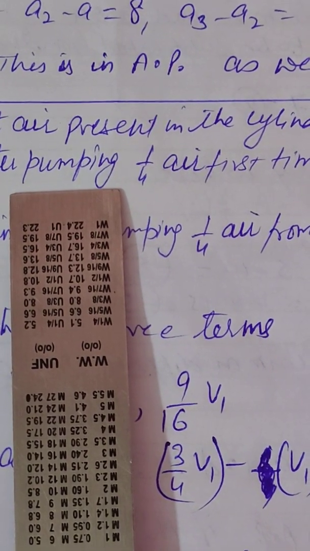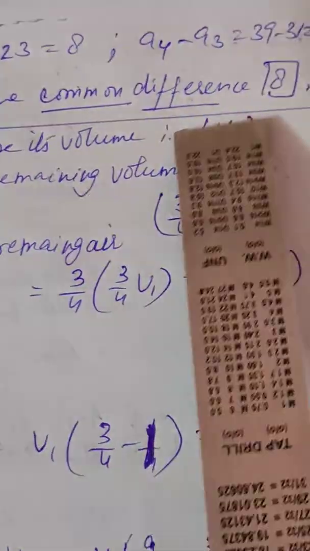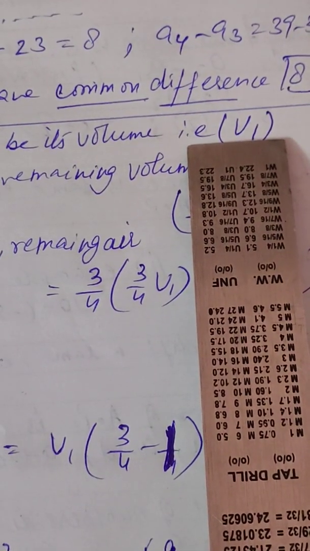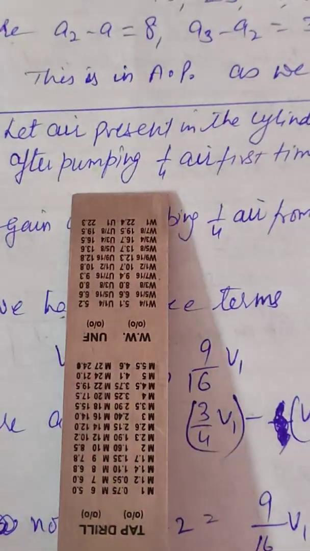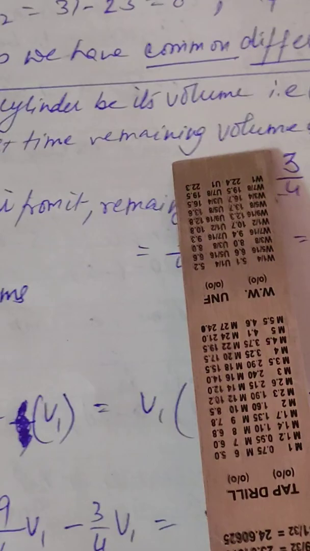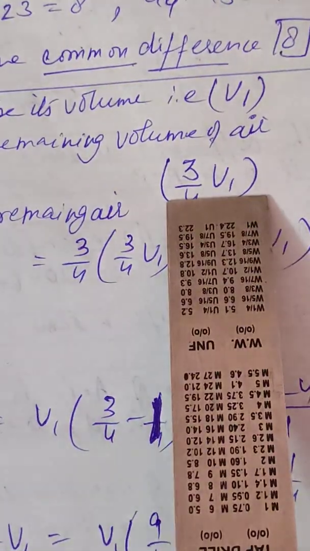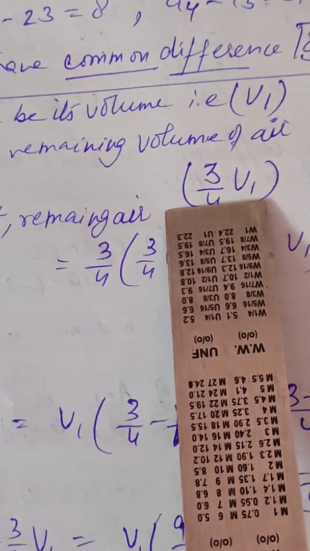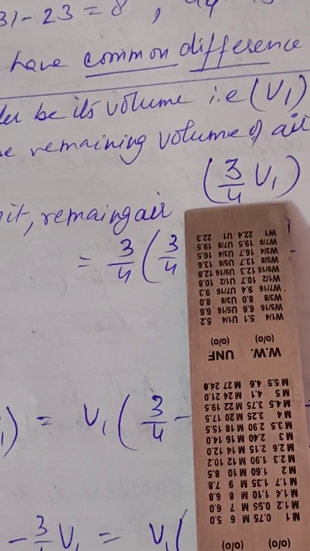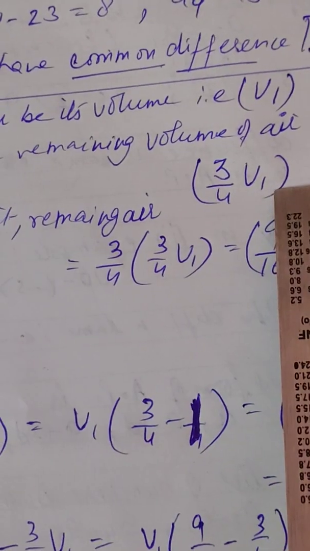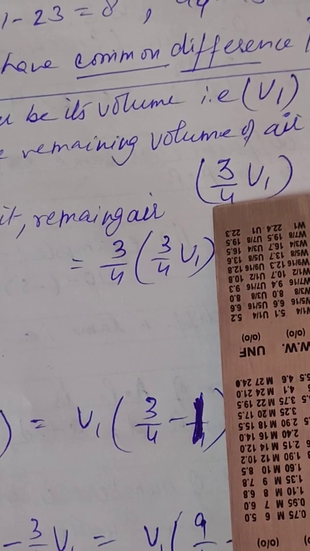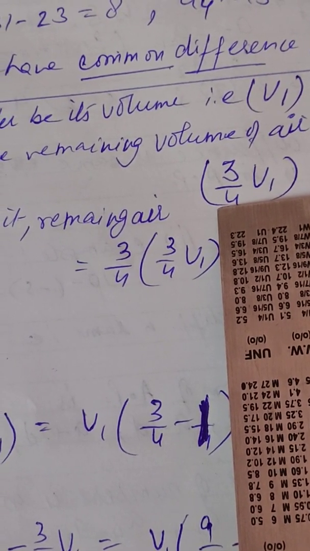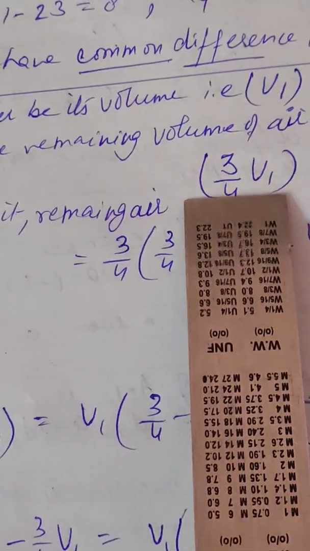So what we can write here, we can assume the air present in the cylinder has volume V1. V1 stands for volume in the first case. Now if you remove 1/4 air by pumping it one time, then the remaining air left in the cylinder will now be 3/4 of V1. So this is the remaining air in the cylinder. Now again from this remaining 3/4 V1, if you use the pump again, 1/4 of this remaining will go out, and the remaining air left will be 3/4 of this value.